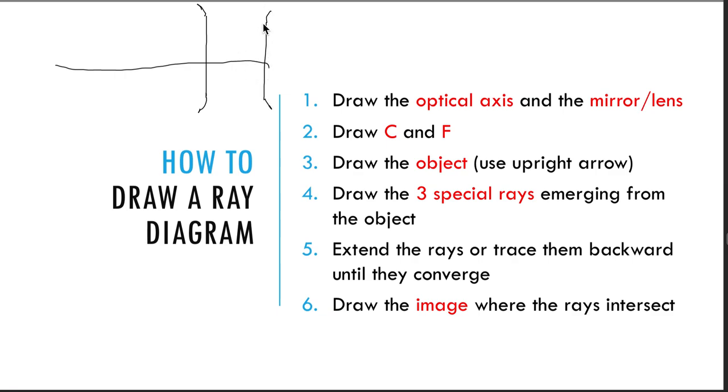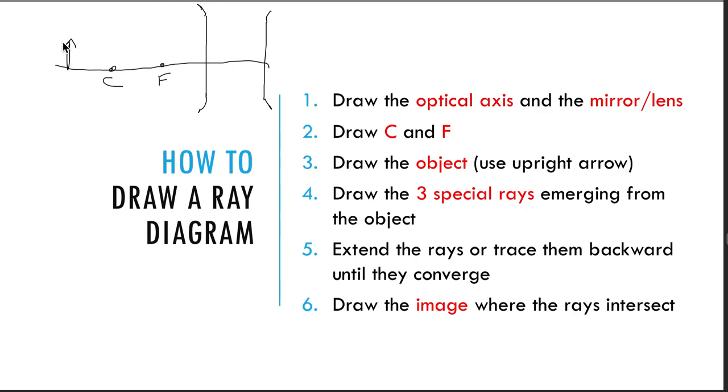Your ray diagrams are going to be a lot more accurate if you have that flat surface, just the way that they're drawn. Draw the center of curvature and the focal point. So let's say the center of curvature is here, the focal point is here. Draw the object, wherever it is, use an upright arrow. Draw the 3 special rays emerging from the object.